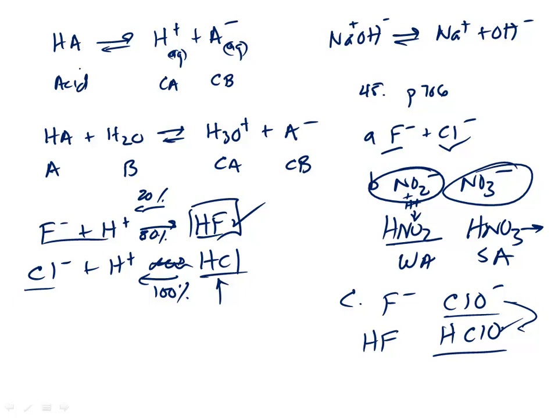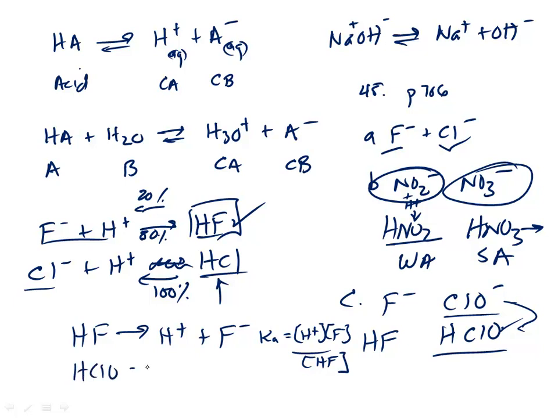Ka. Ka is important because Ka says that HF ionizes into the hydrogen ion and the fluoride ion. The expression for the Ka would be the hydrogen ion concentration times the fluoride ion concentration over the molecular acid, hydrofluoric acid. And the hypochlorous acid would ionize, and again we should use double arrows here, into the hydrogen ion and the hypochlorite ion. The Ka for that would be the hydrogen ion times the hypochlorite ion over the molecular acid.